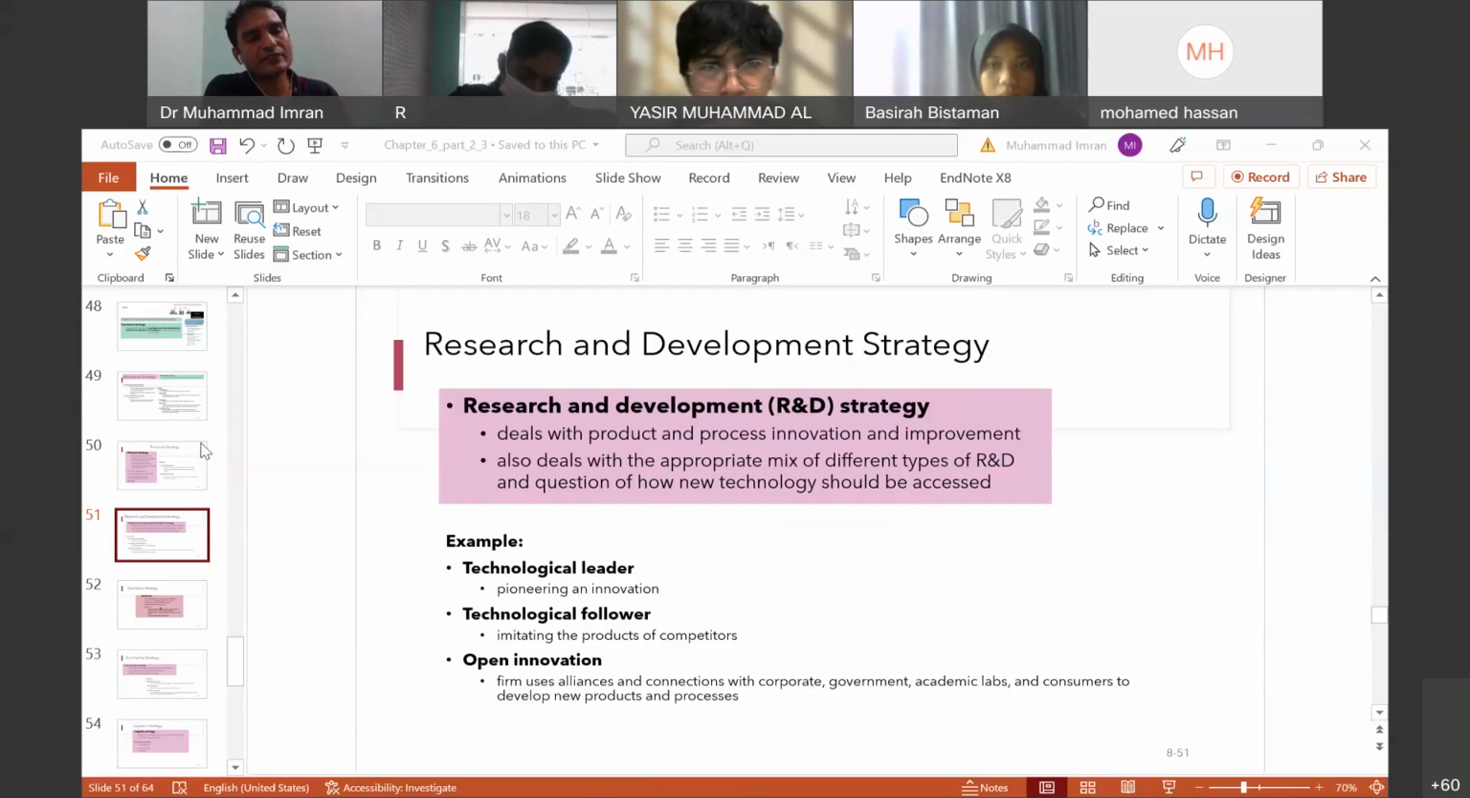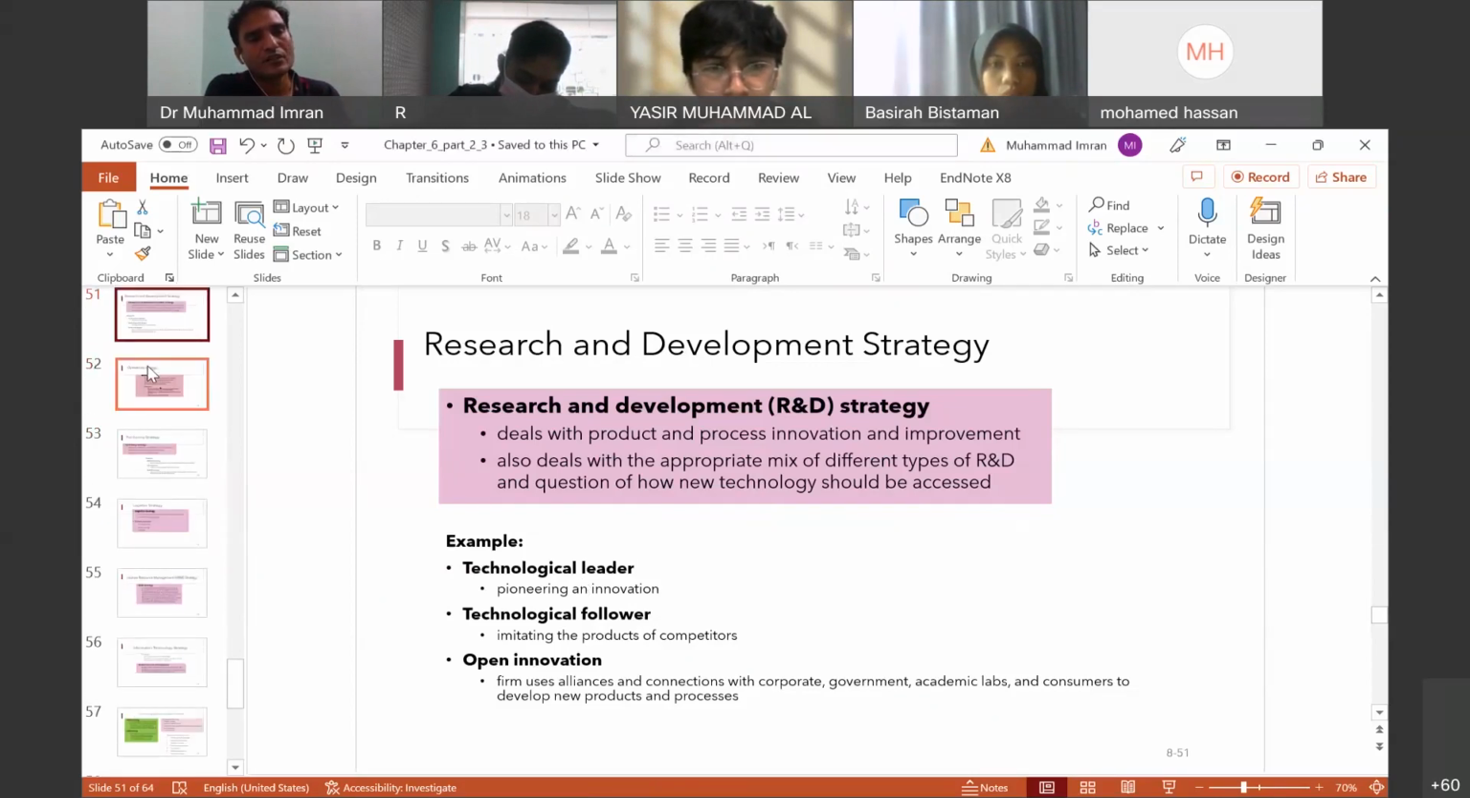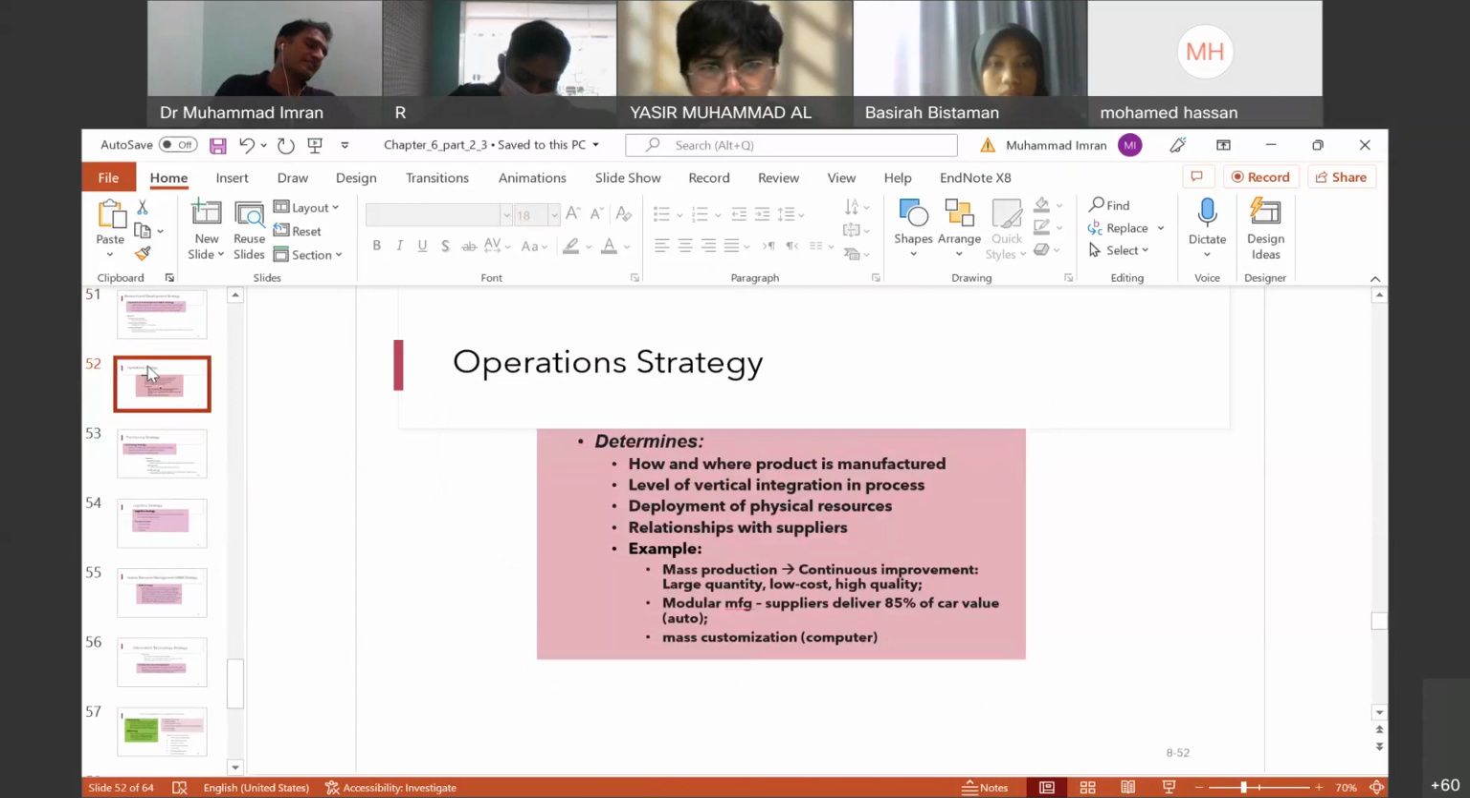Let's move on to the next one: operational strategy. Number one is how and where the product is manufactured. If I want to give you the answer to these questions, I will need one more lecture, by the way. How can we produce the product?